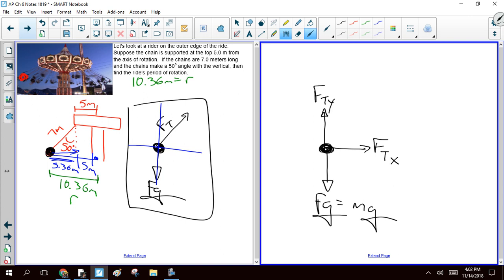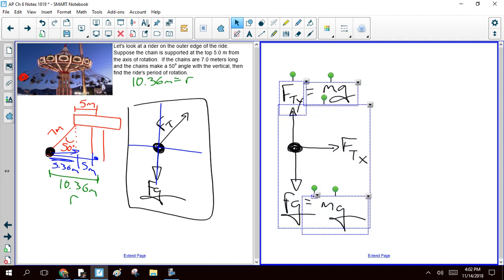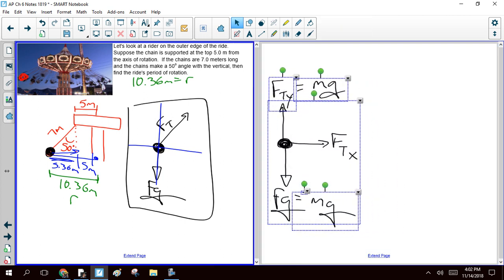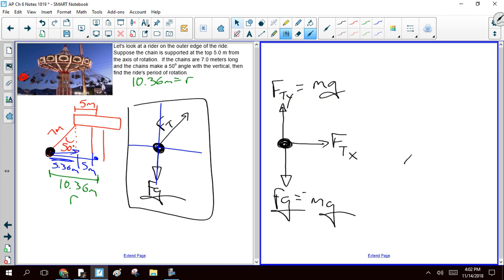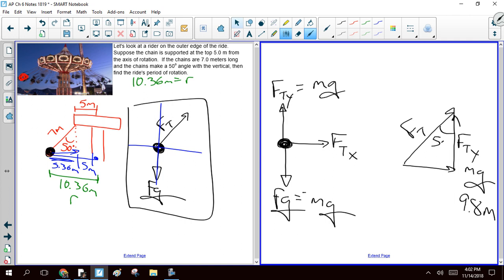Once you get up to top speed, you're not moving up or down at all, so that means this y component also has to be mg. I guess this is negative down here. Okay, so why does that help me? That helps me because I know that my tension has horizontal and vertical components. So here's my tension. We just decided that the vertical component of our tension was mg, or we could say 9.8 m if you prefer. And this angle here is 50 degrees.